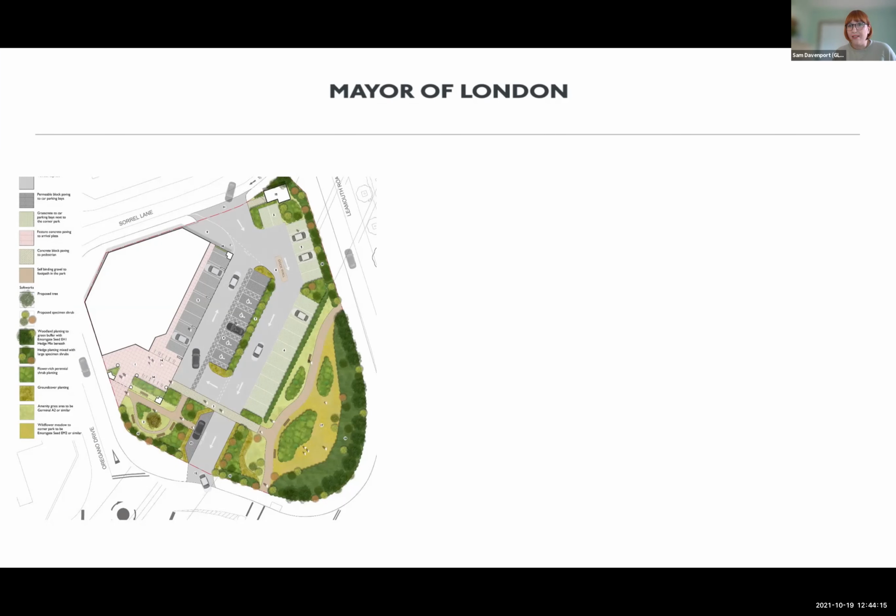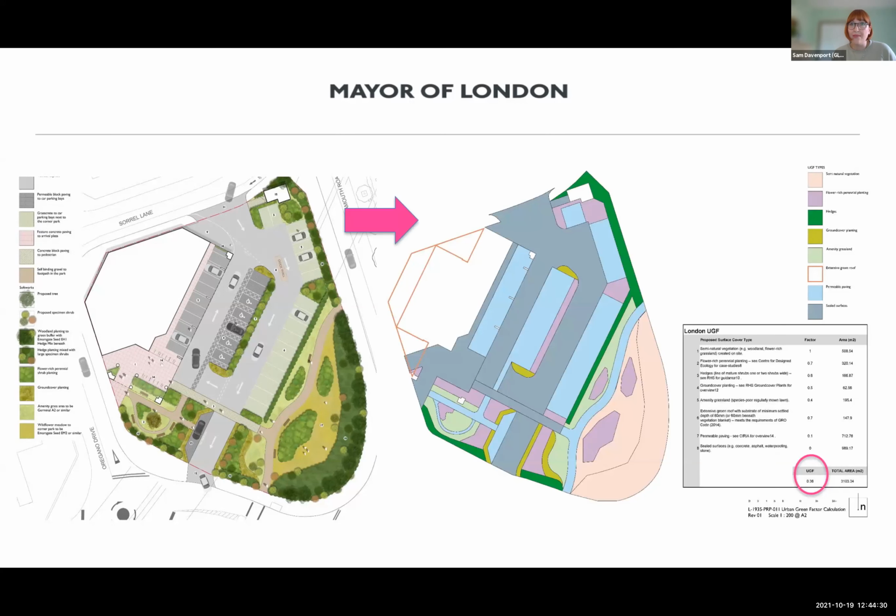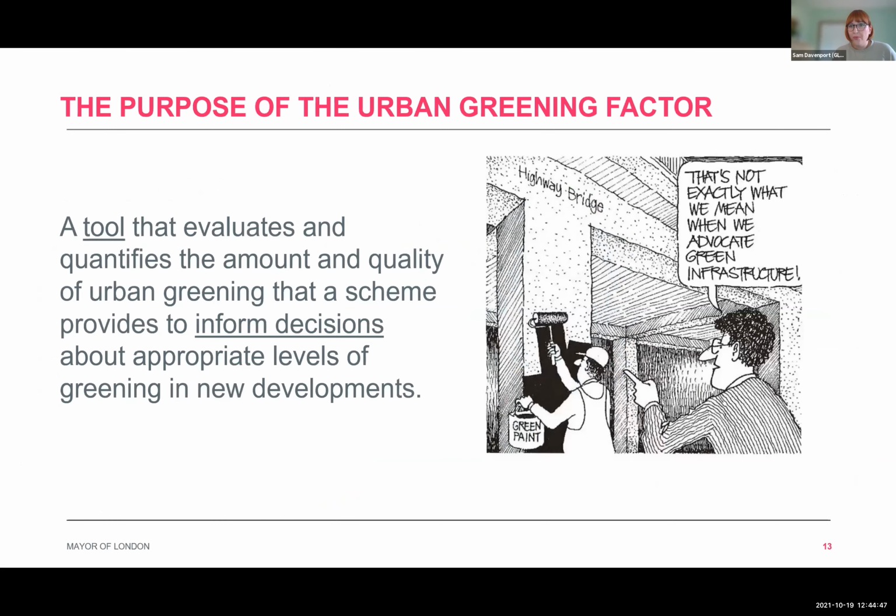plan. This is a typical landscape plan that you get in a development, and it shows where there's trees or new grassland being provided, different types of surfaces. And this is it translated into a UGF plan. So in this case, the landscape architects have taken that first plan and categorised all those different kinds of cover types in the development according to the UGF table in the London Plan, and have carried out the calculation. In the guidance, we provide very detailed information on how to categorise different types of surface cover, and also how to measure them and carry out the calculation.